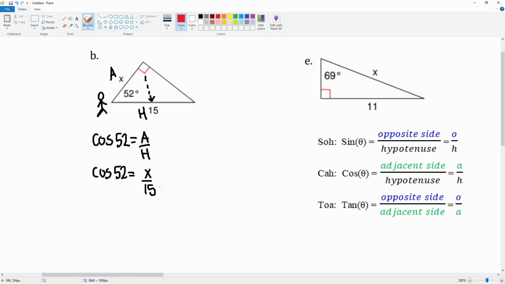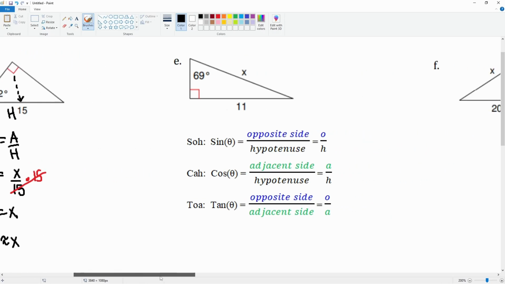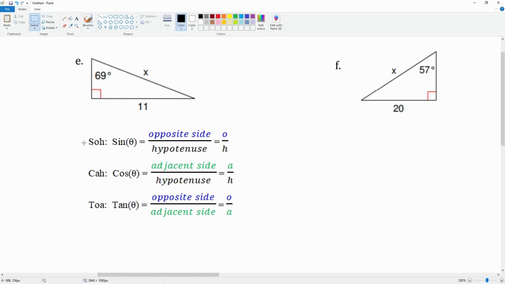We're trying to get x alone, so we're going to multiply 15 to both sides. In this process, this cancels. We are left with 15 cosine 52 is equal to x. 15 cosine 52, so here we have 9.2 is approximately what x is. Okay, let's look at E here.